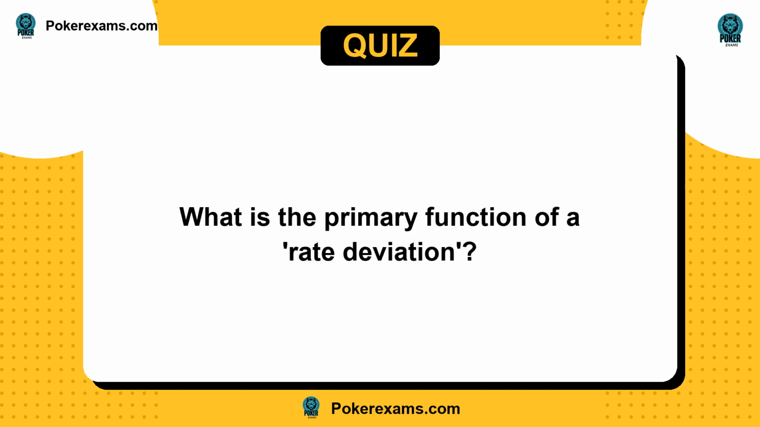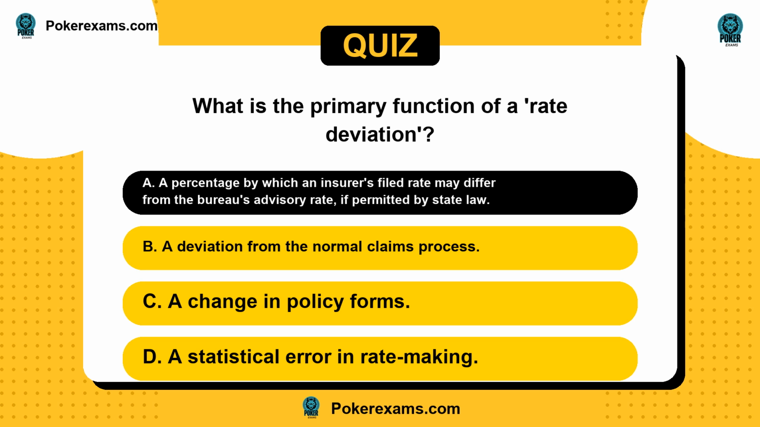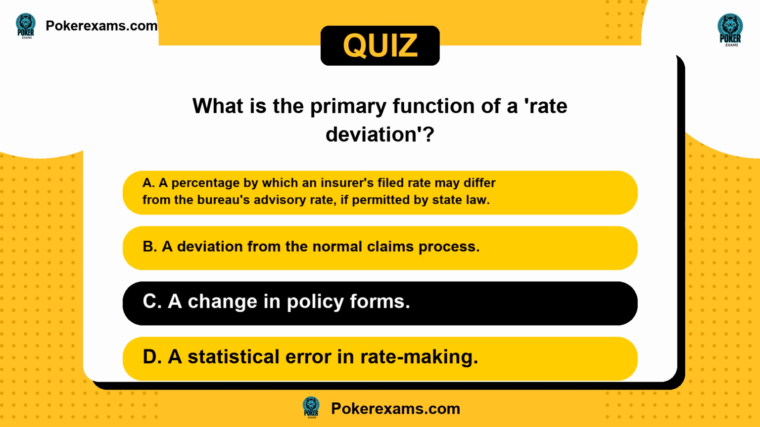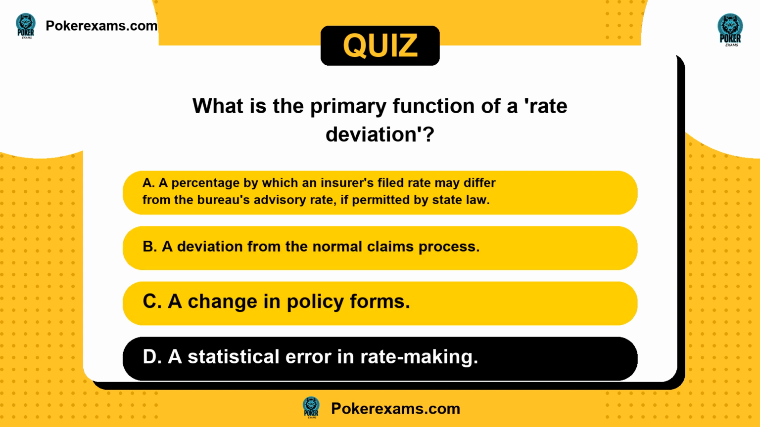Next question. What is the primary function of a rate deviation? Is it A, a percentage by which an insurer's filed rate may differ from the bureau's advisory rate if permitted by state law? Or B, a deviation from the normal claims process? C, a change in policy forms? Or D, a statistical error in rate making?